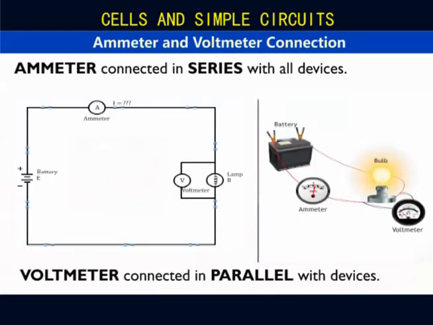Note that we measure current in the circuit and voltage across devices. So the ammeter is usually connected in series anywhere in the circuit, while the voltmeter is connected in parallel with the device whose voltage across the ends we want to measure. In this case, we are measuring the voltage across the bulb.